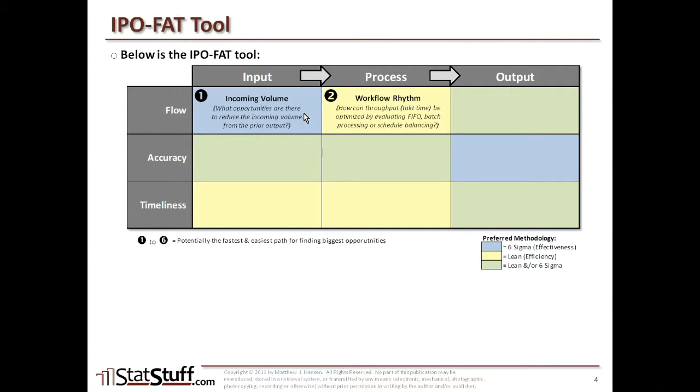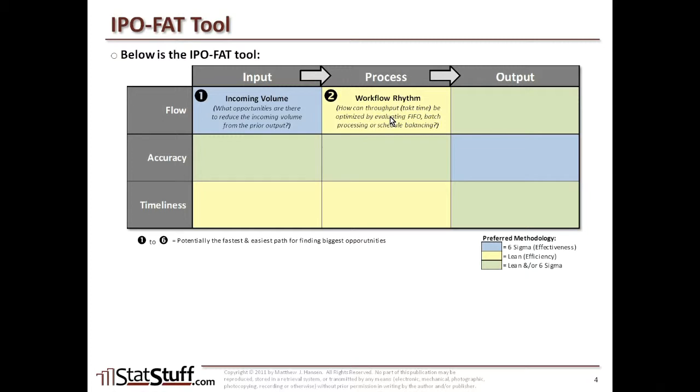Next, the opportunity is to look at the workflow rhythm. That is, how can the throughput, usually measured like takt time, how can that be optimized by looking at different FIFO, which is a first in, first out, or maybe batch processing or schedule balancing. Think of this in terms of like we want to balance our flow of the work with the availability of the resources to perform the work. So for example, if you happen to have transactions or things that are worked throughout every day of the week, but maybe you have higher volume on certain days and lower volume on different days.